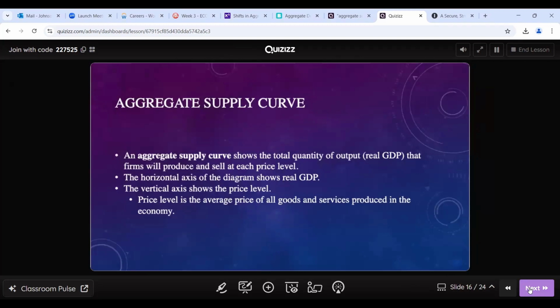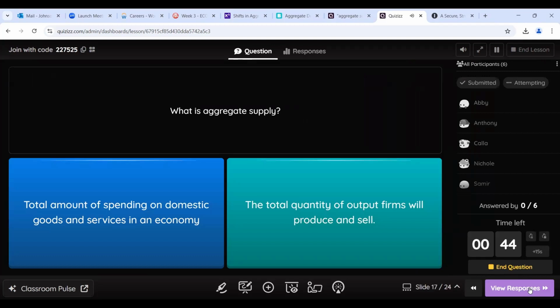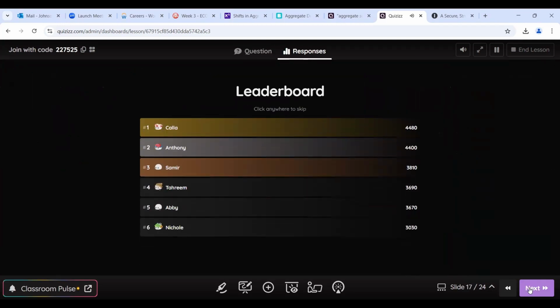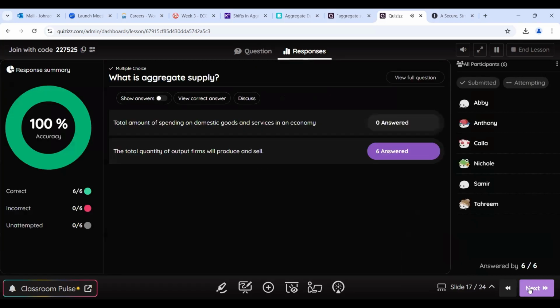The aggregate supply curve shows the total quantity of output, real GDP, that firms will produce and sell at each price level. The horizontal axis of the diagram shows real GDP. The vertical axis shows the price level. Price level is the average price of all goods and services produced in the economy. So what is aggregate supply? The total quantity of output firms will produce and sell.